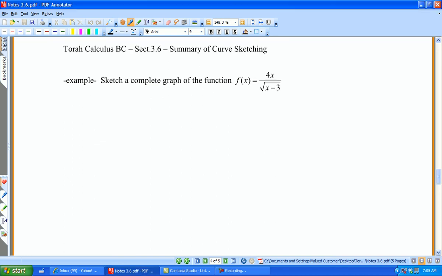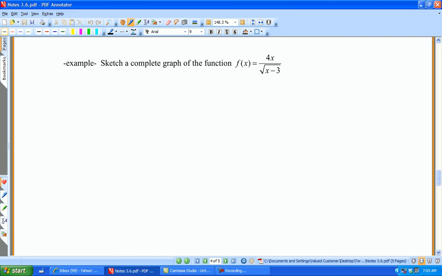Okay, so this is going to go through the problem on page 3 of our notes, which is to sketch a complete graph of the function f of x equals 4x over the square root of x minus 3. This will take a couple of videos because it's a fairly long problem.